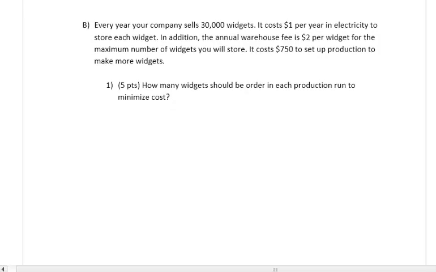Elasticity of demand. Oops, sorry, wrong problem. This is the storage problem. The storage problem, we noticed that we're doing warehouse fees based on the maximum number of widgets and per widget. So we've got both situations going on.